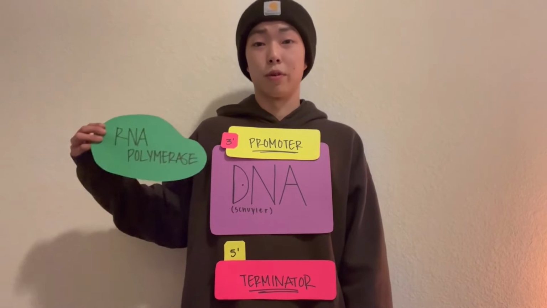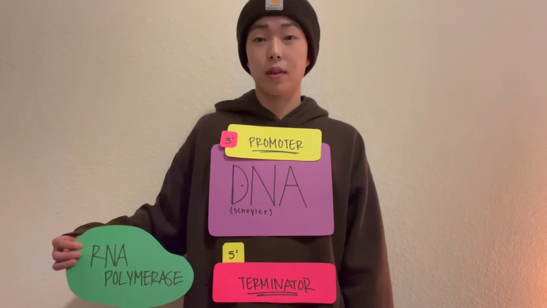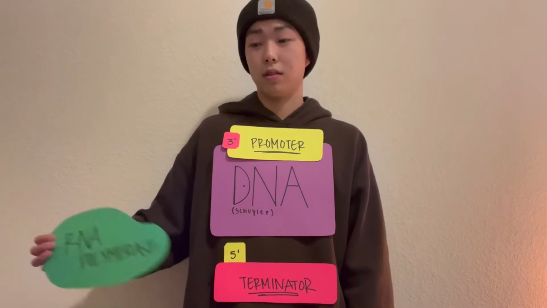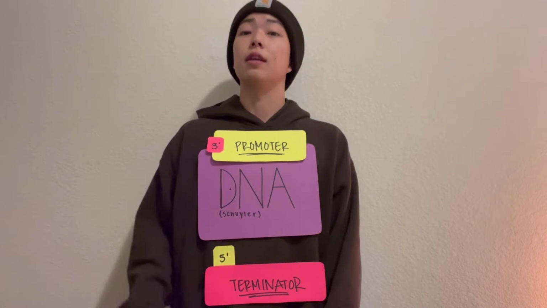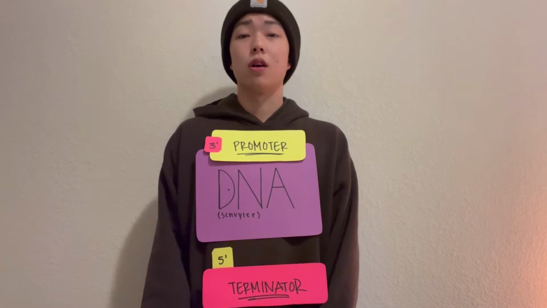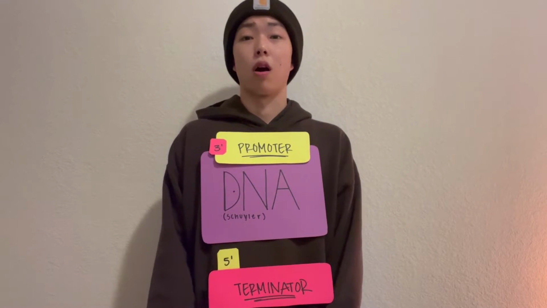Once RNA polymerase has reached the terminator, it can detach. What's left is the RNA. In bacterial cells, the RNA produced can immediately be used as mRNA or other forms of RNA. However, in eukaryotic cells, the RNA produced has to be processed.